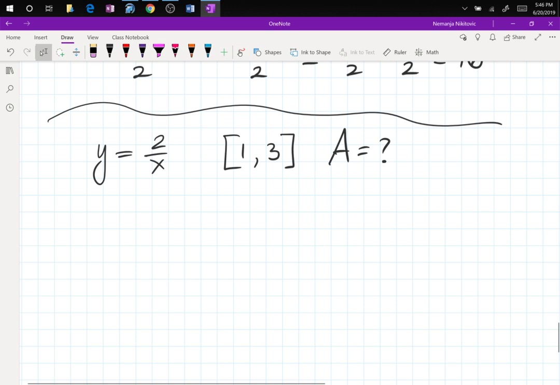All right. Area is equal to the integral from 1 to 3 of 2 over x dx.